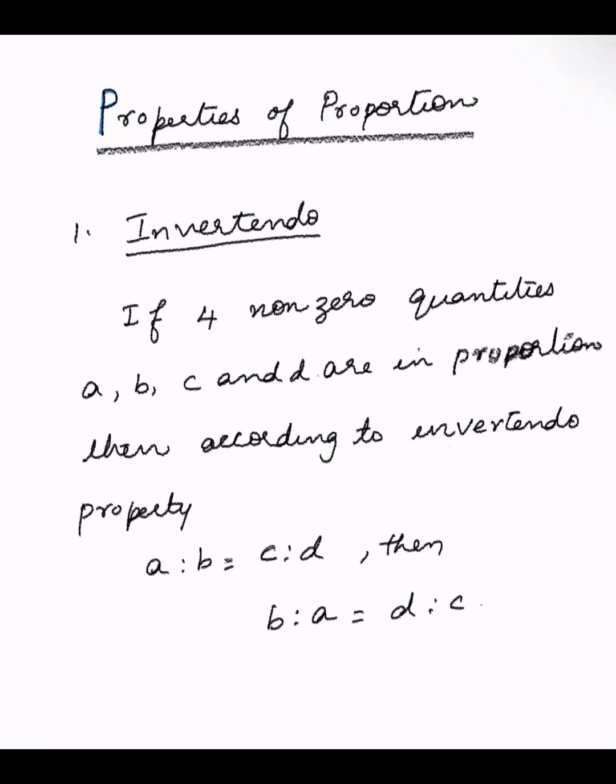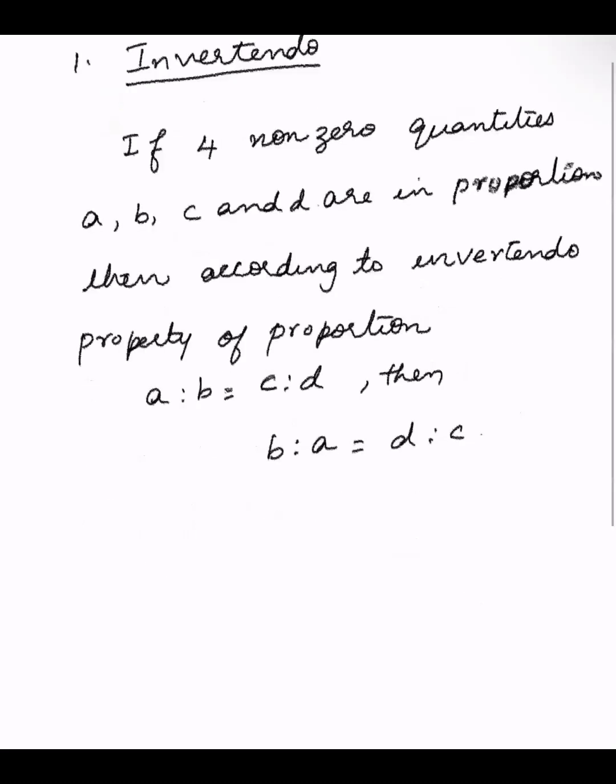If four non-zero quantities A, B, C, and D are in proportion, then according to invertendo property of proportion, you can also write: if A is to B equal to C is to D, then B is to A is equal to D is to C.